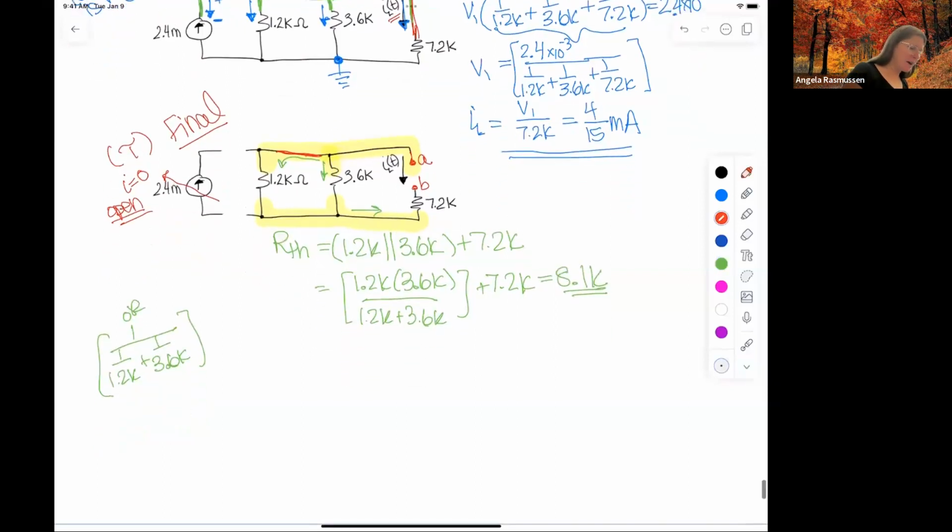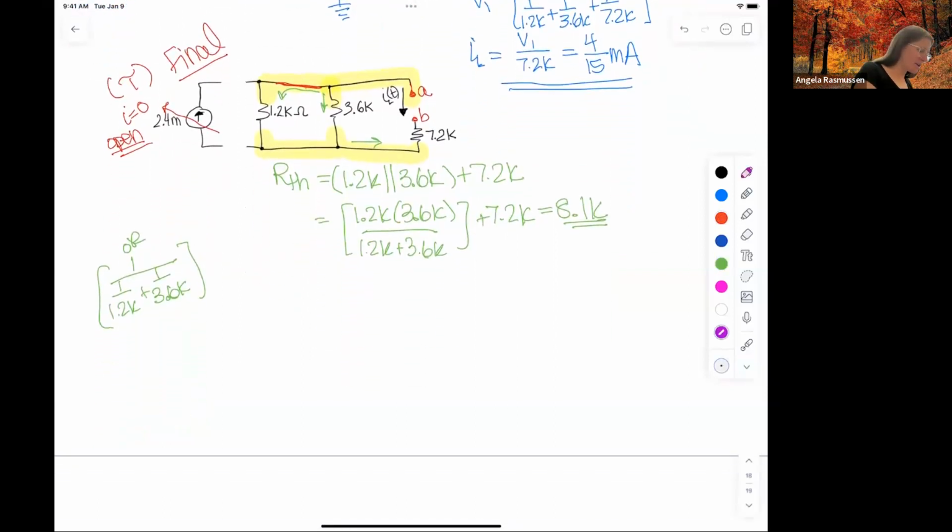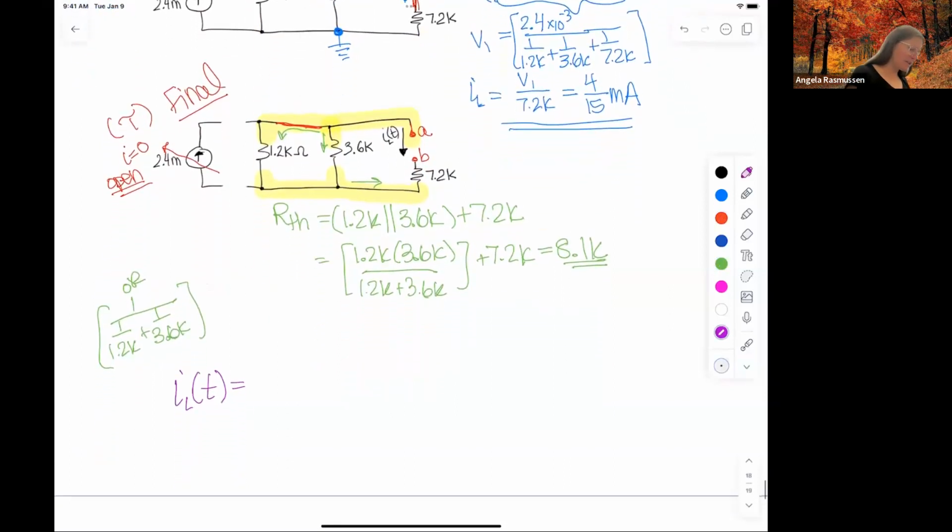So now I can combine all of them and write the equation for IL of T. My final value, which was 415 milli, my initial was 0, minus 415 milli, e to the minus t, and then, oh, I didn't finish writing tau, sorry.